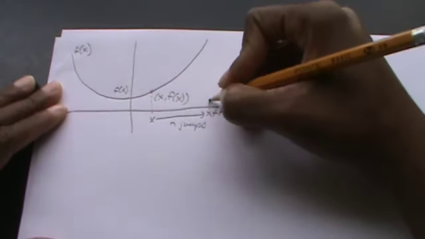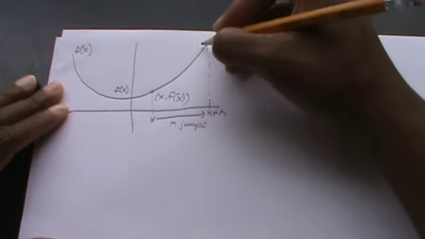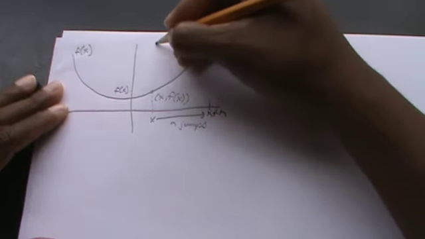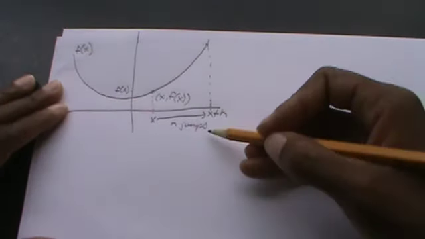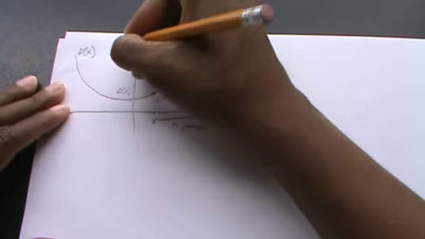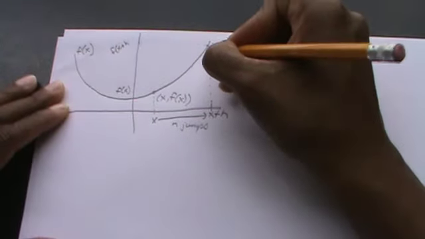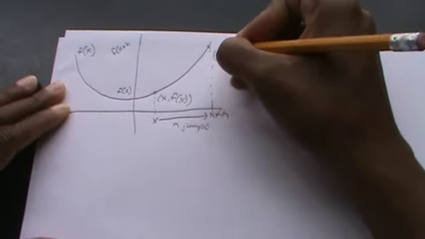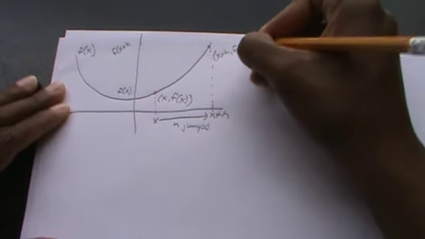Right, so if we trace this up until we hit the curve, then we should be able to find the y value that is associated with x plus h, right? So this could be labeled as f of x plus h. Okay, so now we have this point also, which is x plus h, and the y value associated with x plus h.